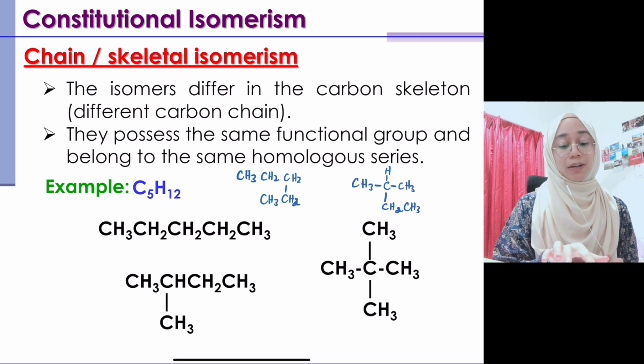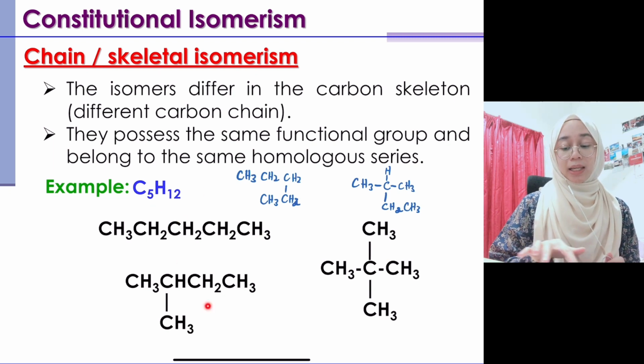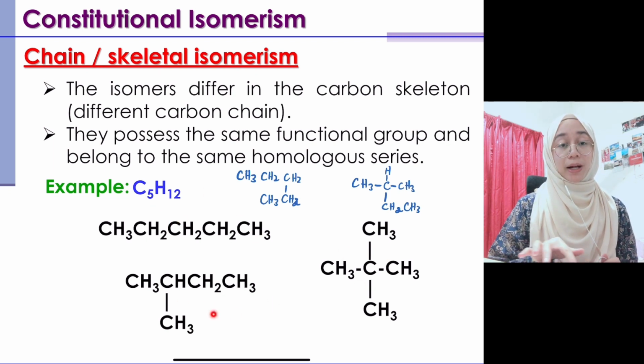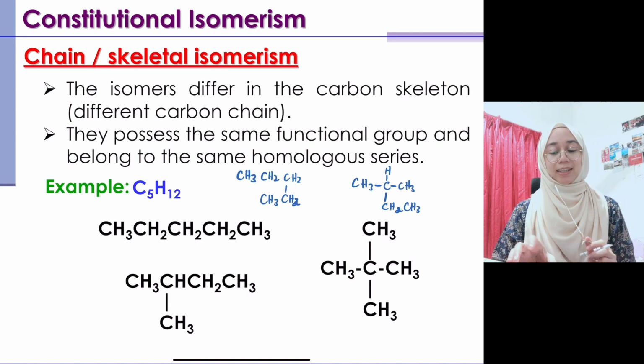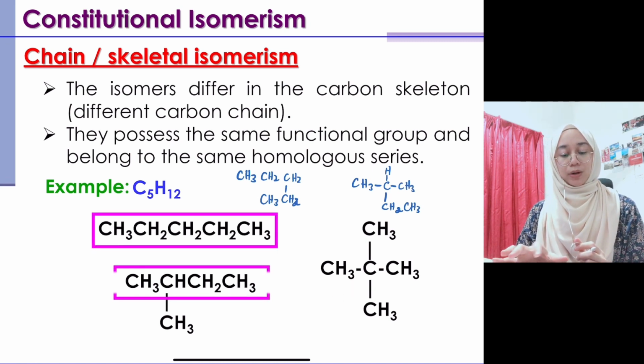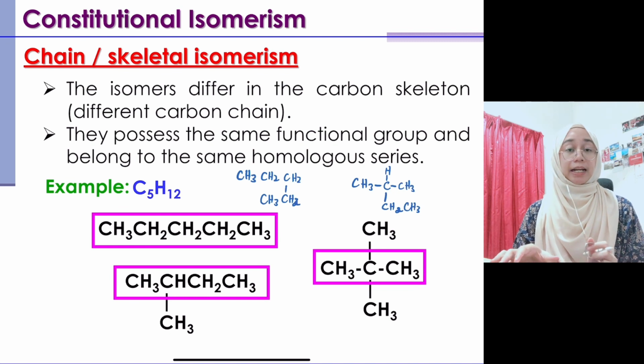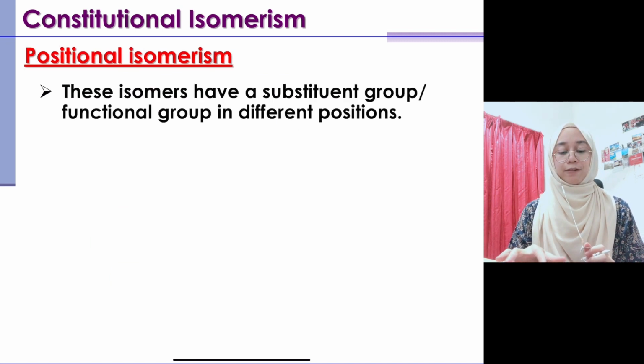So, sebenarnya untuk C5H12, kita cuma ada 3 compound sahaja yang merupakan isomers to one another. Okay. So yang ni 5, yang ni 4 paling panjang, yang ni 3 paling panjang. Okay, so be careful lah.